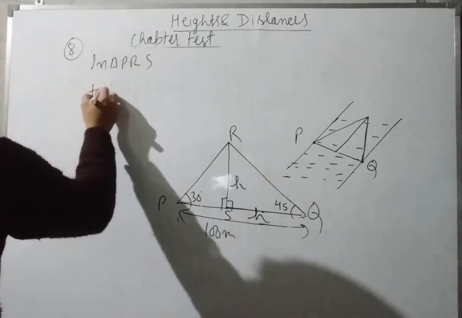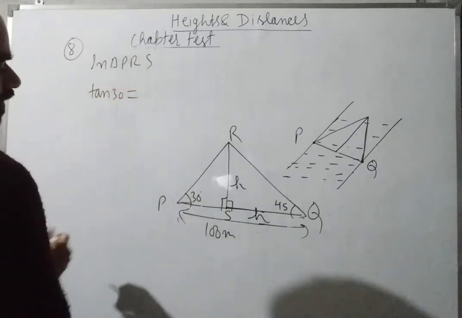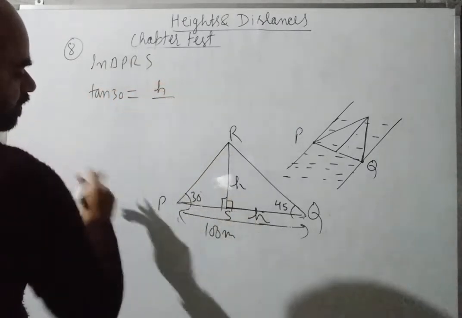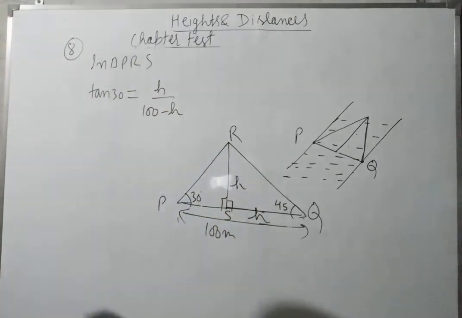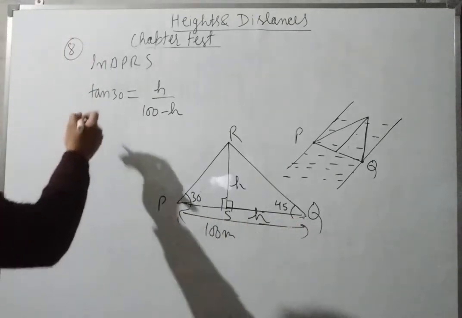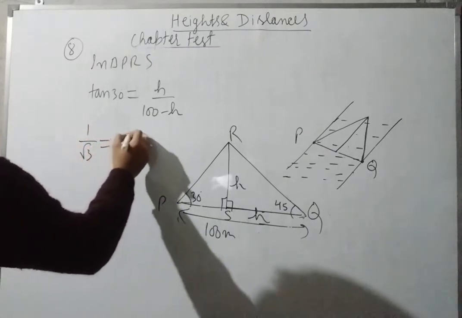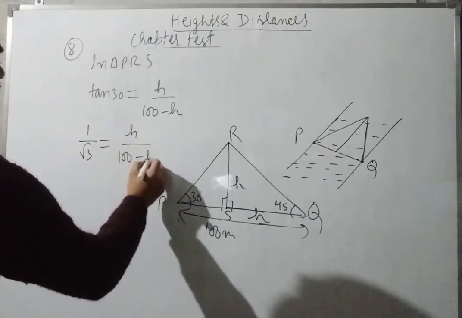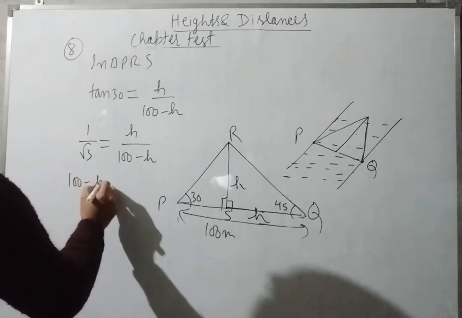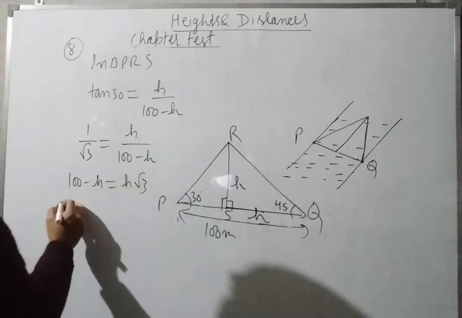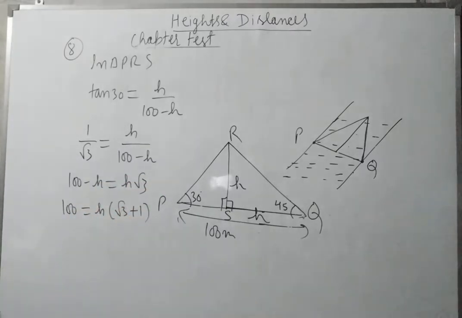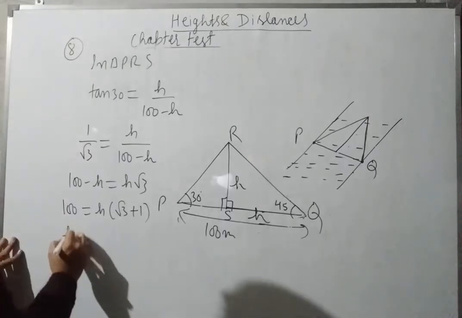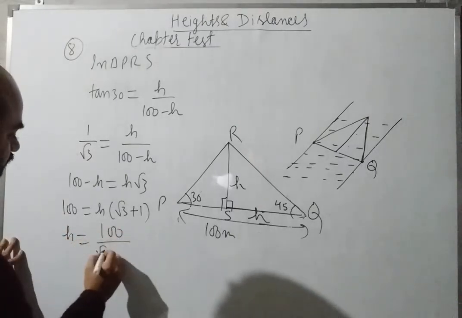we can apply tan 30. So tan 30 will be h upon this distance PS, which can be written as 100 minus h. Why? This is h, the total is 100, so PS can be written as 100 minus h. Tan 30 is 1 by root 3. So this will be h upon 100 minus h. So 100 minus h is equal to h root 3. So 100 will be h into root 3 plus 1. Now you can solve very easily. See, h will be 100 upon root 3 plus 1.